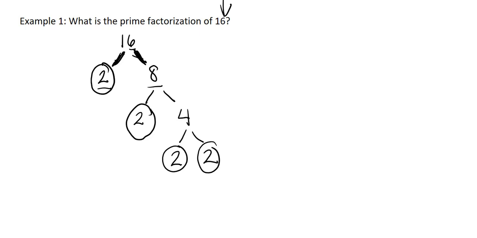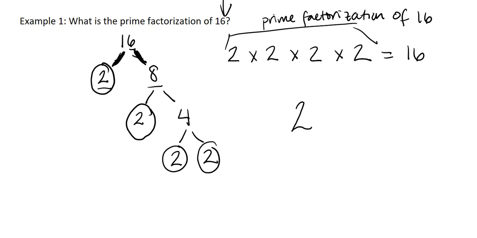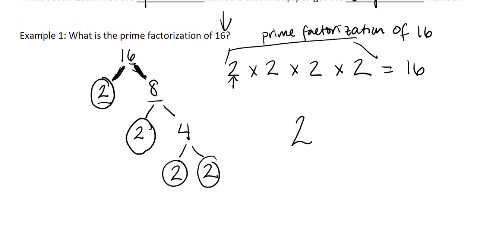So in order to get 16, we can go 2 times 2 times 2 times 2. And that is equal to 16. So the prime factorization is this, 2 times 2 times 2 times 2. Now, another way to show this is we can write 2, because that's the number, and then we have 4 copies of it, because we have 1 here, 1 here, 1 here, and 1 here. So we have 4 2's multiplied together to get 16.